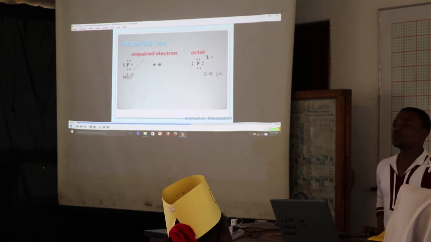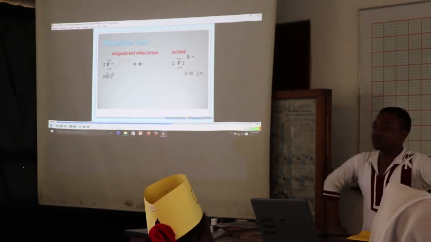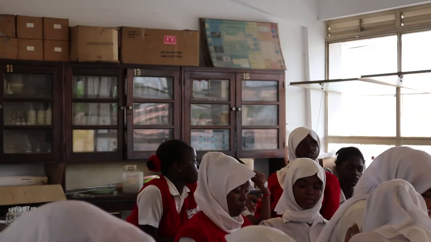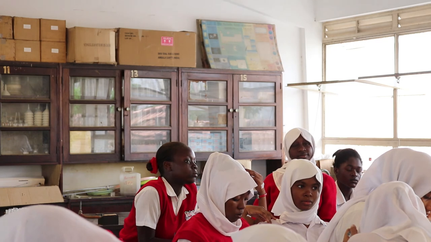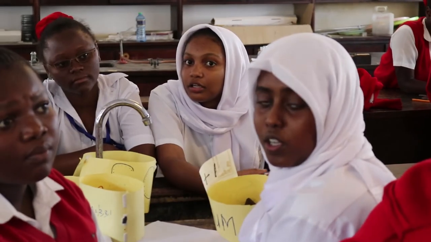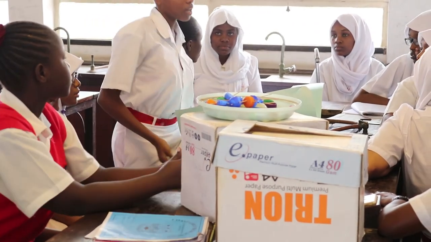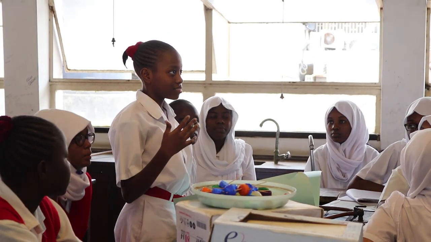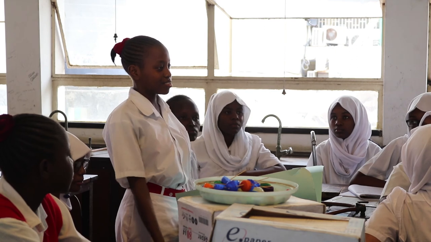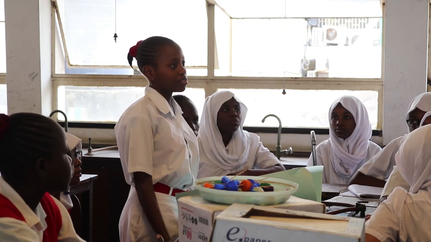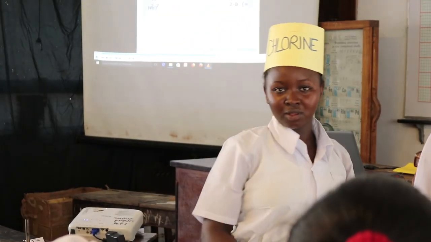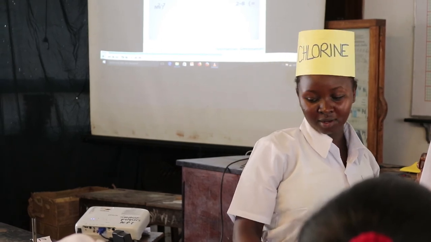Now, from the last group, what can we learn from your activity? An atom loses an electron to form an ion. The second group, very fast. We learned that if you want to be stable, you have to donate one. Donate one. The third group? When a metal reacts with a nonmetal, it forms a bond. Bond. The first group? An ionic bond is formed when a positively charged atom and a negatively charged atom.